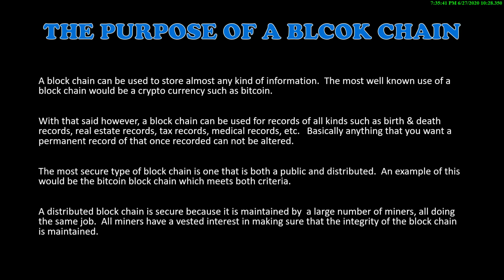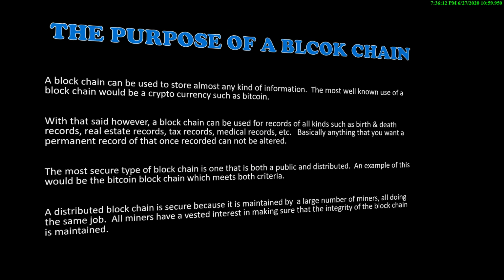The most secure type of blockchain is the one that is both public and distributed. An example of this would be the Bitcoin blockchain, which meets both criteria. A distributed blockchain is secure because it is maintained by a large number of miners, all doing the same job. All miners have a vested interest in making sure that the integrity of the blockchain is maintained.